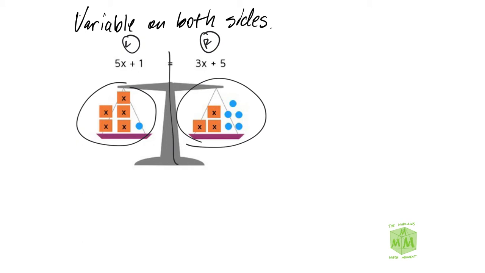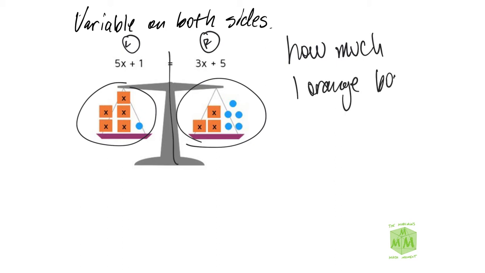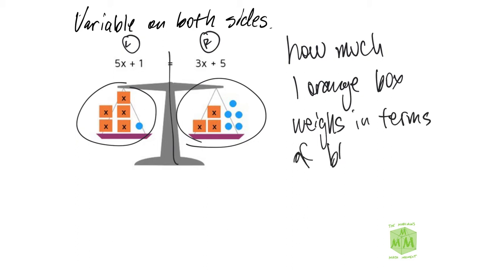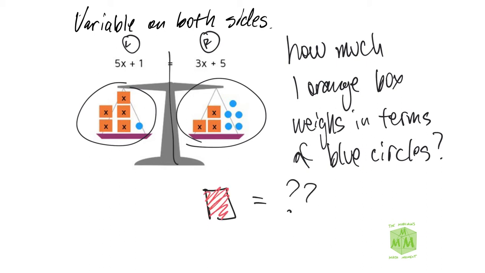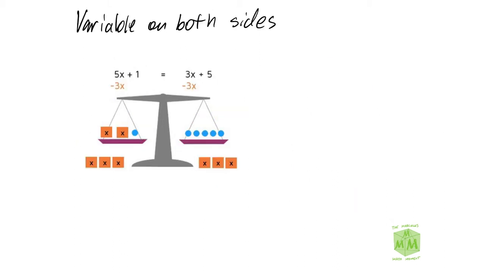And so how do we figure out how much one orange box weighs, in terms of blue circles, right? So how many orange boxes, oh, I don't have orange, so I'll just use red, equals how many blue circles? Let's find out. So the first step we do is let's get just one side to have our orange boxes.